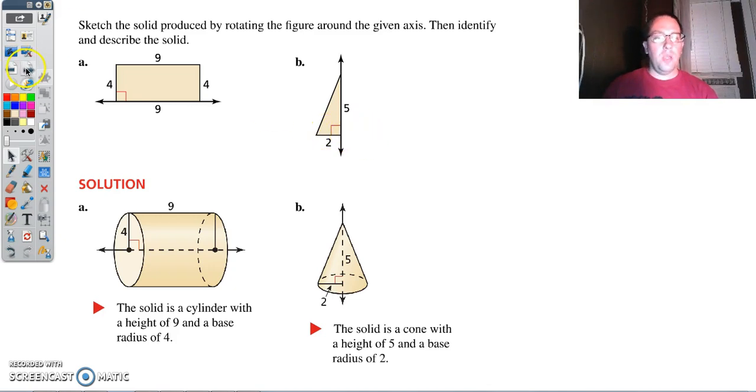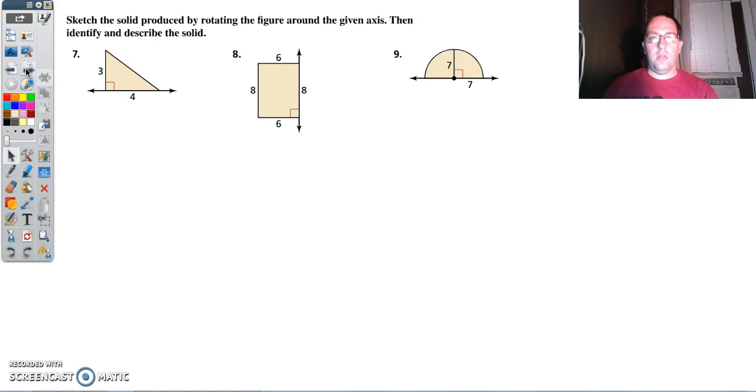All right? So what I want you to do is pause the video real quick and tell me what kind of shapes you would get by rotating these figures around the axis that has this line right here with the arrows on it. And then describe it. Tell me what the dimensions would be. All right? So pause the video, then come back and check your answers. Alright, let's see how you did.